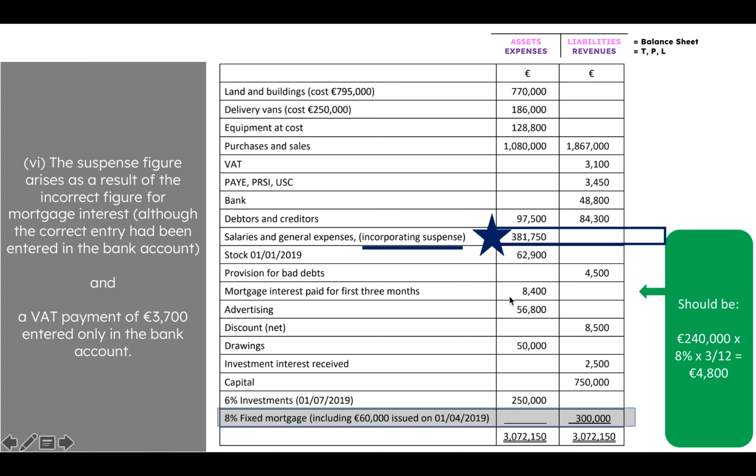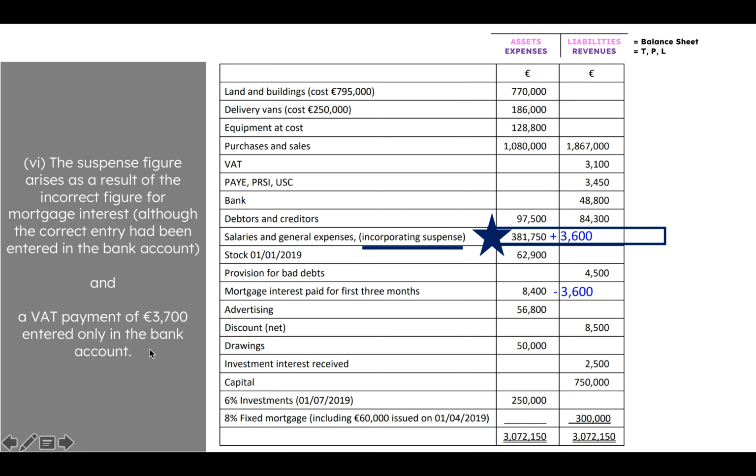So how do we make 8,400 into 4,800? We'll have to minus 3,600 from that. Now, as you know, that will mean our two sides will not equal. If I minus 3,600 from the debit side, I'm down 3,600 on the debit side. So I'm going to have to add 3,600 to the 381, 381,750 to make that equal.